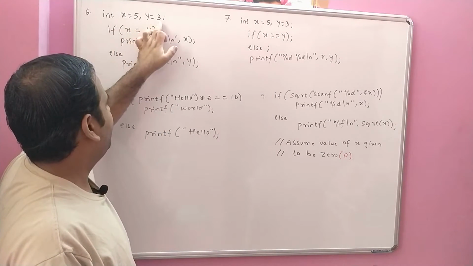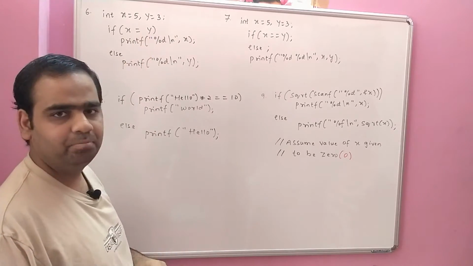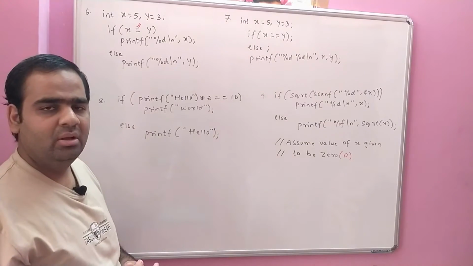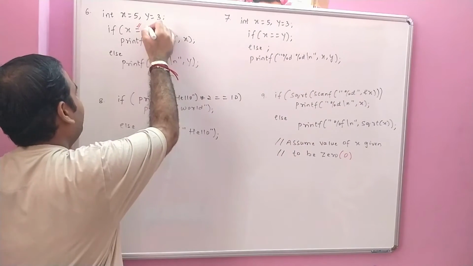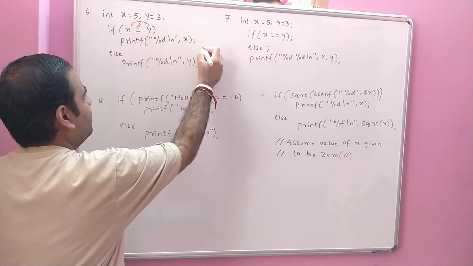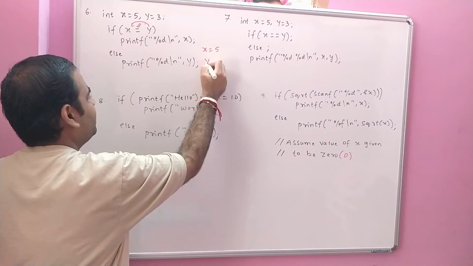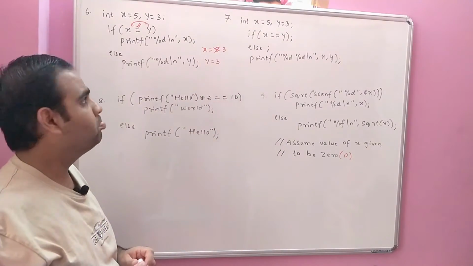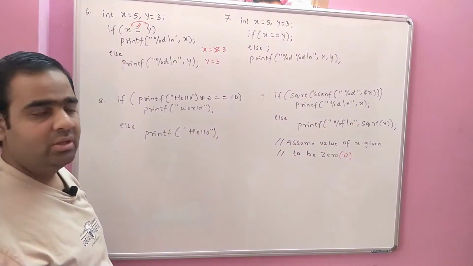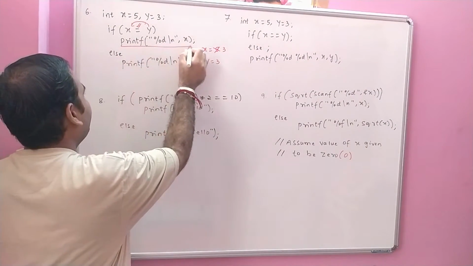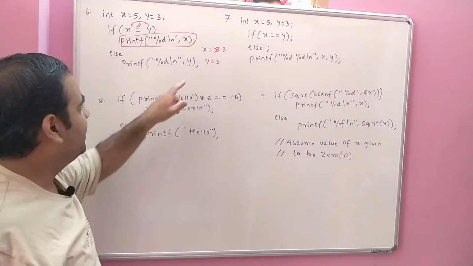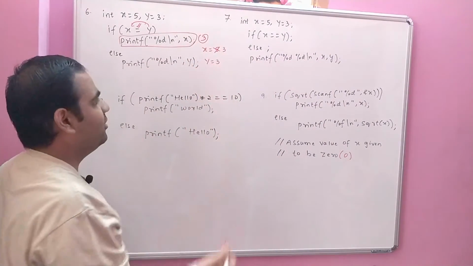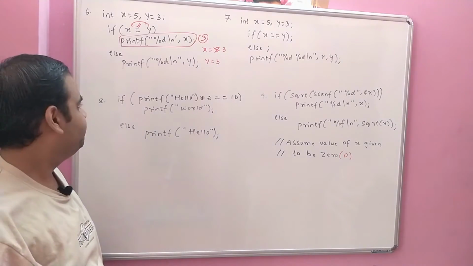x equal to 5, y equal to 3, if (x = y). Here we are doing assignment, it's not a comparison. Now assignment means the value of y will be assigned to x. The previous value of x was 5, y was 3, now x from 5 becomes 3. Now 3 is true, therefore it should evaluate the body of if. This is the body of if and it prints the value of x, and the recent value of x is 3, therefore the output of this question is 3.